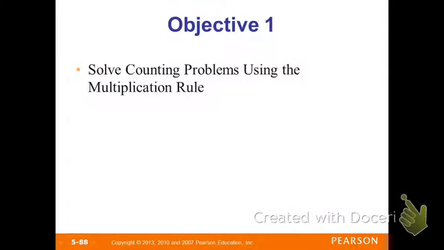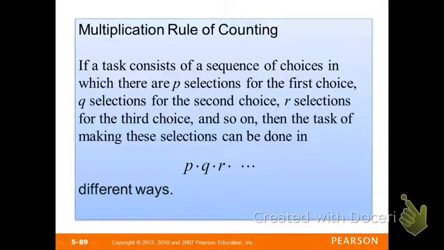So let's start out by solving counting problems using the multiplication rule. This one is not new. This definition here is a little bit more complicated than it seems. This will make sense immediately when we see an example in a moment. But it says that if a task consists of a sequence of choices in which there are P selections for the first choice, Q selections for the second choice, R selections for the third choice, and so on, then the task of making these selections can be done in P times Q times R times ... different ways.